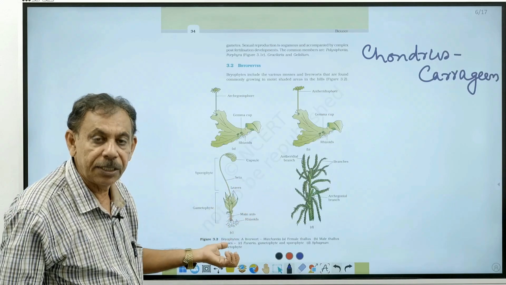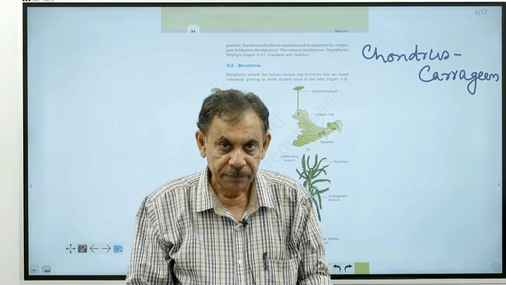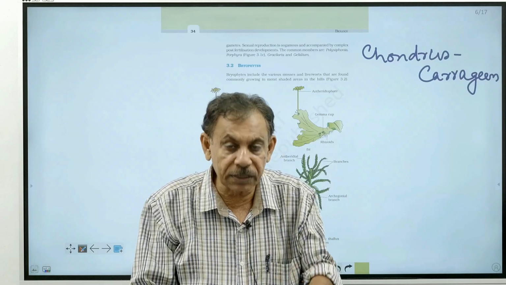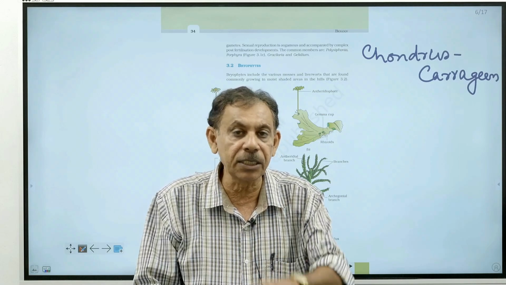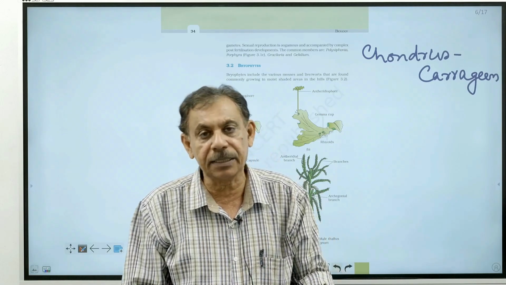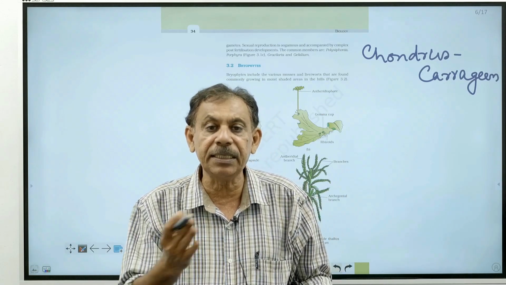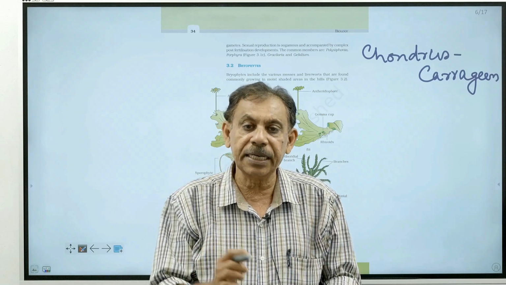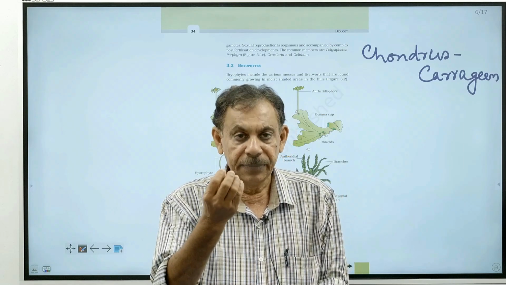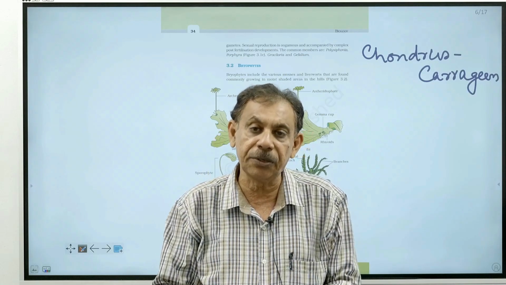Bryophytes are commonly called the amphibians of the plant kingdom because they require water to complete their life cycle. Without water, they are not able to complete their life cycle. Basically, their body is slightly better developed than that of algae. It is a thalloid body and tries to develop leaf-like structures in the advanced categories of bryophytes.